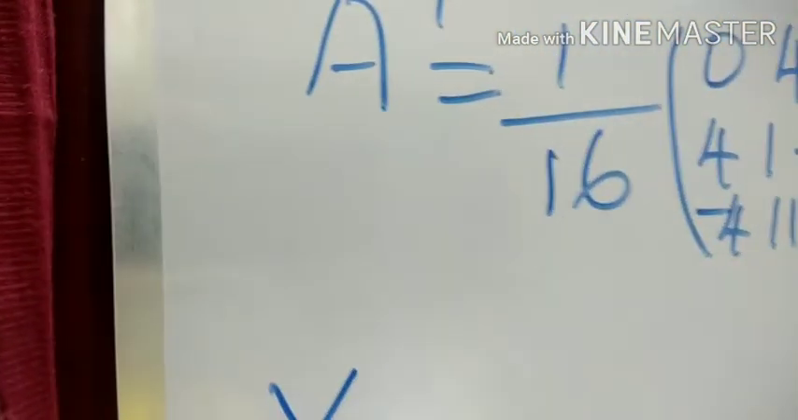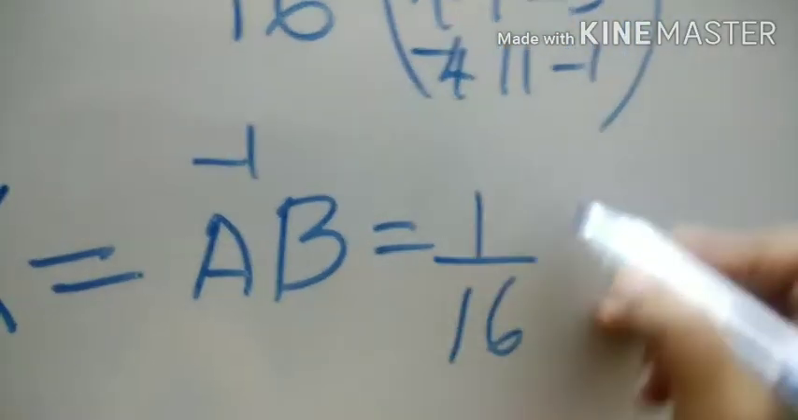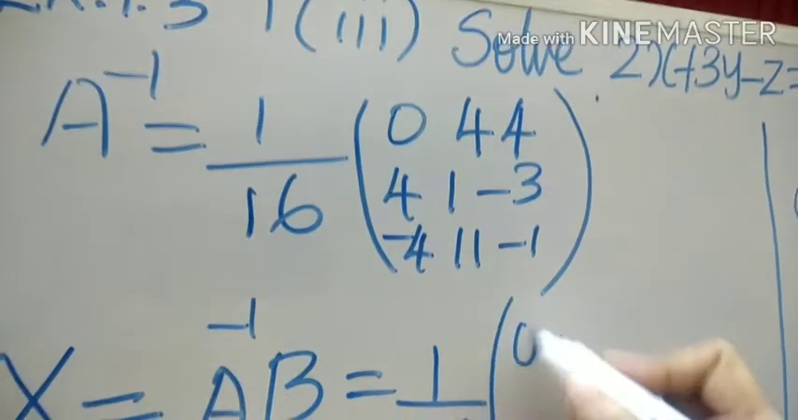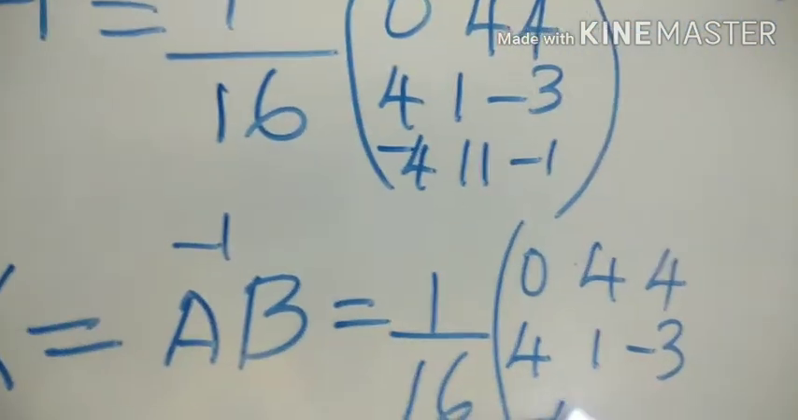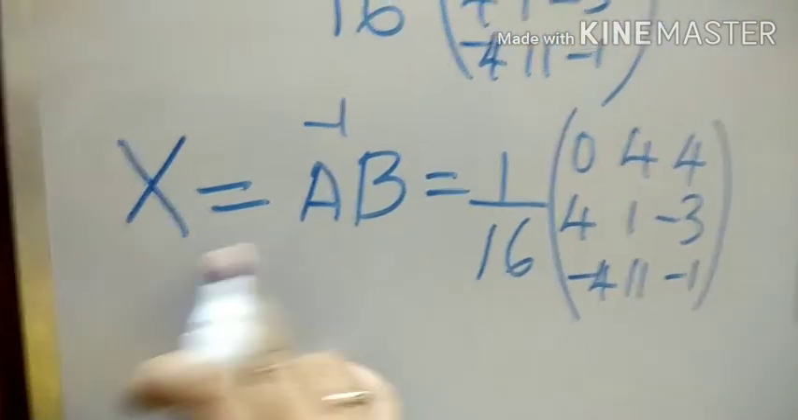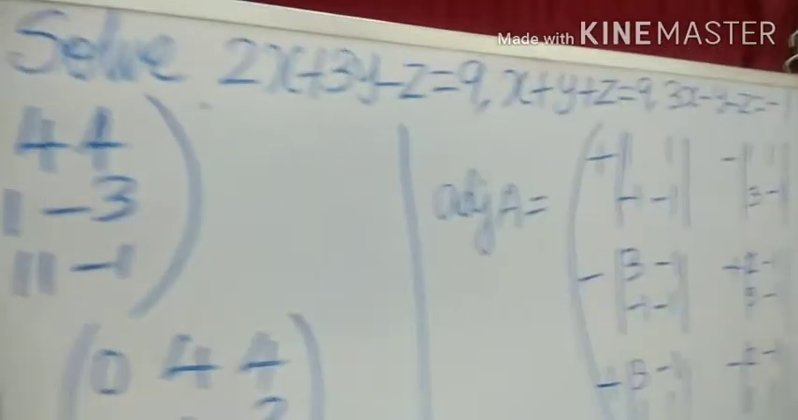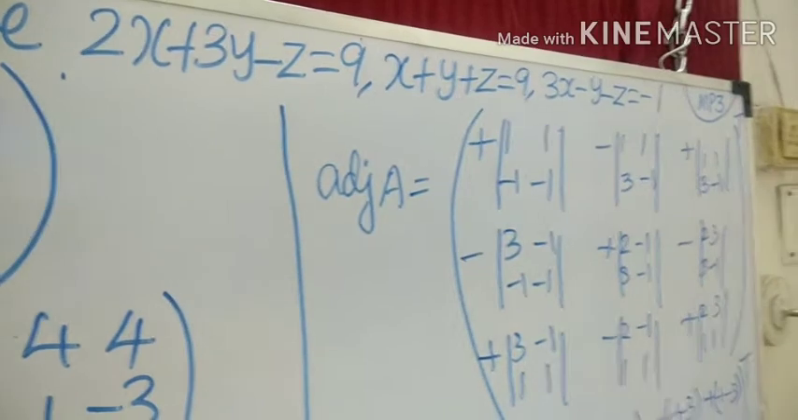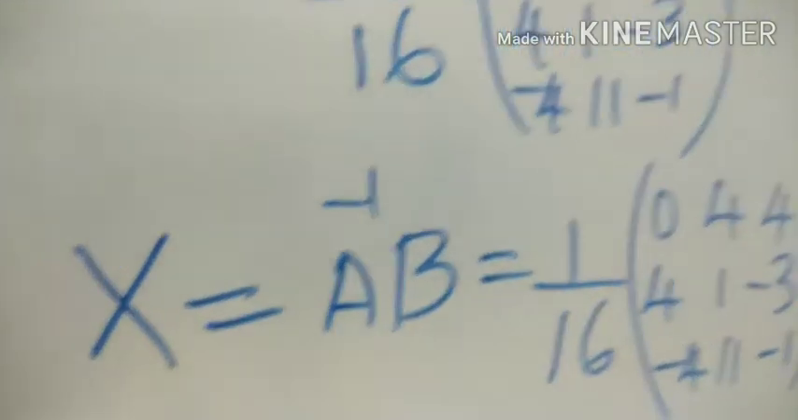Now what I need is X. What is the X formula we have written? A inverse B. What is the A inverse answer? 1 by 16, 0, 4, 4, 4, 1, minus 3, minus 4, 11, minus 1. So I am writing X is equal to A inverse into B. What is B actually? All that is in the RHS we call B. So the numbers are 9, 9, minus 1.